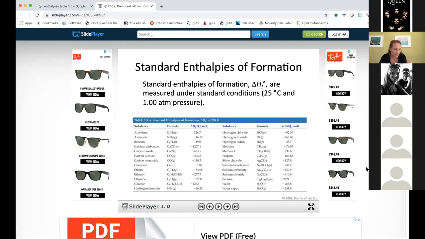Okay, but that's a lot about sunglasses. All right, so you're going to be given this table. As you can see on this table, there's no information for xylene. So either you need the information for xylene, or I would give you something that's on this table.